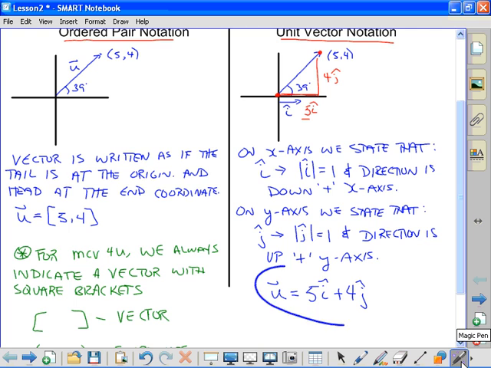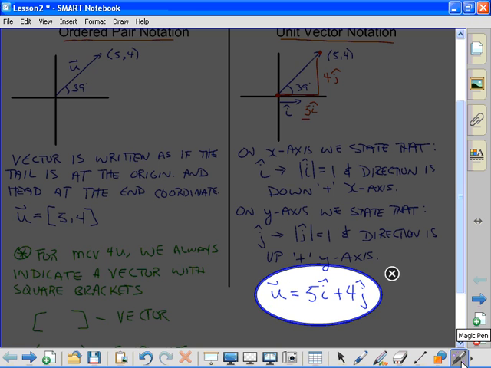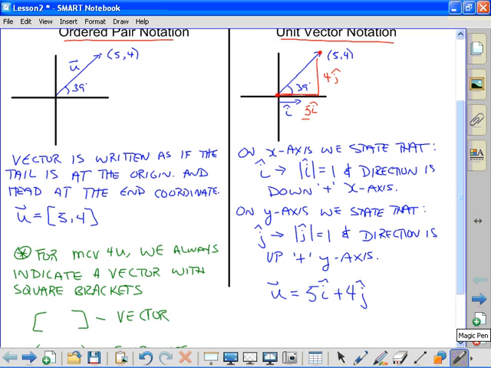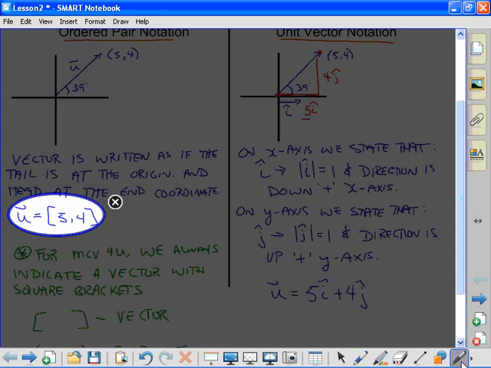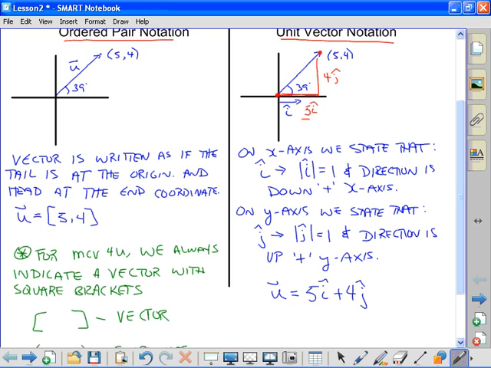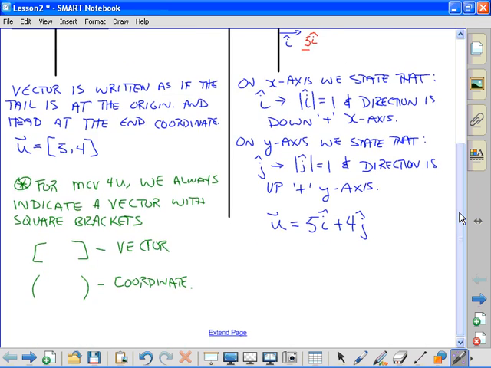It's the exact same as the coordinate form. The difference is this one involves i's and j's, and this one just deals with the x and y components. So two forms, and you can use either or. I'm never going to tell you which one to use. Both are correct. And i is your x-axis, j is your y-axis.